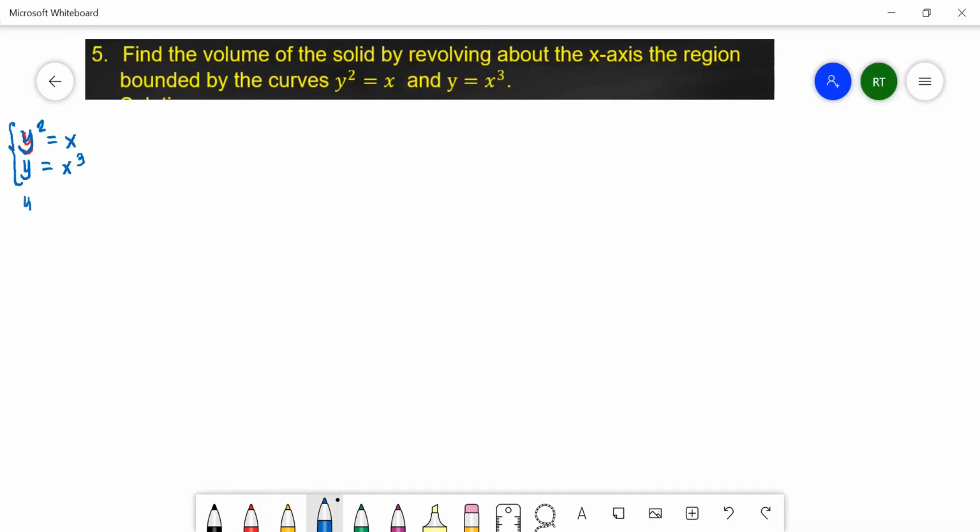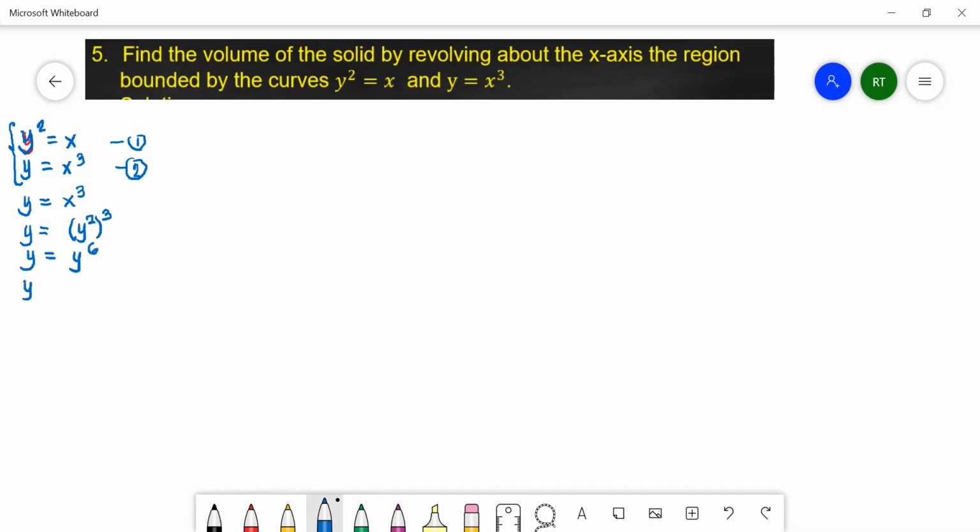Okay, so using equation number 1 and equation number 2. If we are going to consider equation number 2, y is equal to x cubed. Since in equation number 1, x is equal to y squared, then by substitution, equation number 2 becomes y is equal to, replace x by y squared, and then raise this to the third power, so that y is equal to y raised to the 6.